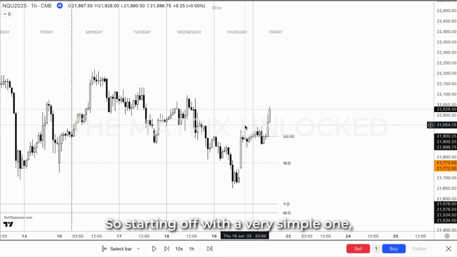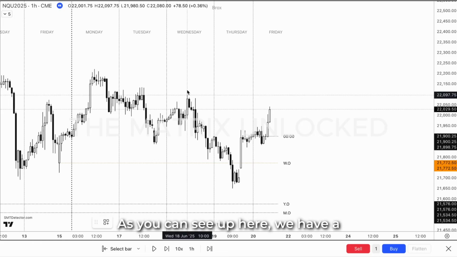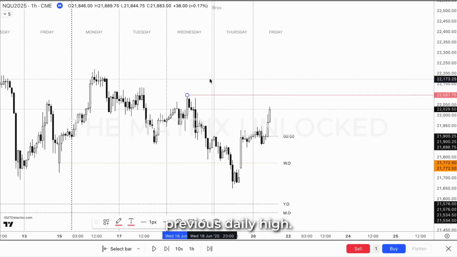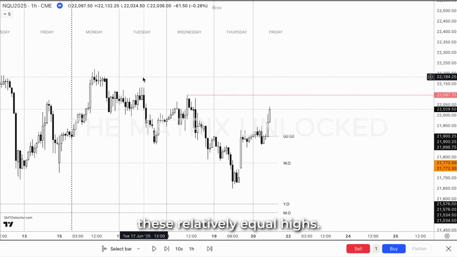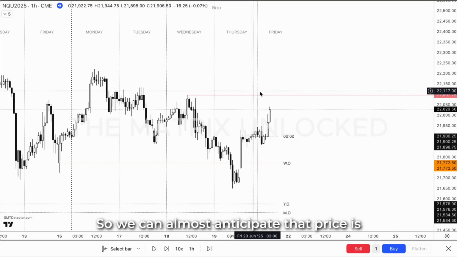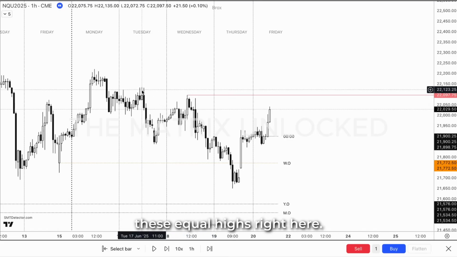So starting off with a very simple one. This would be our time cycles. As you can see up here, we have a previous daily high. And we can see that it lines up with these relatively equal highs. So we can almost anticipate that price is going to take out this high as well as these equal highs right here.